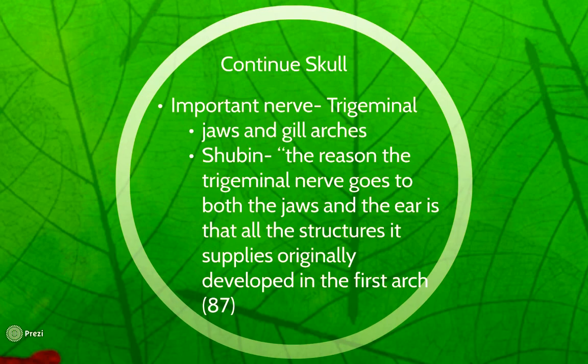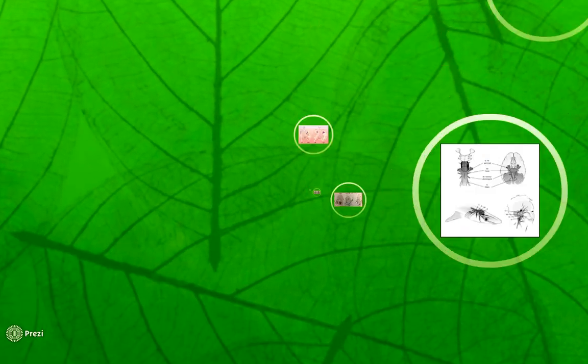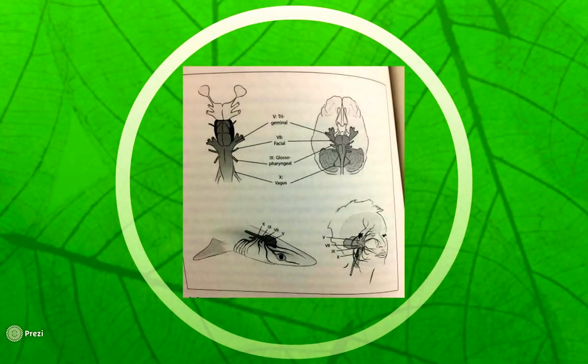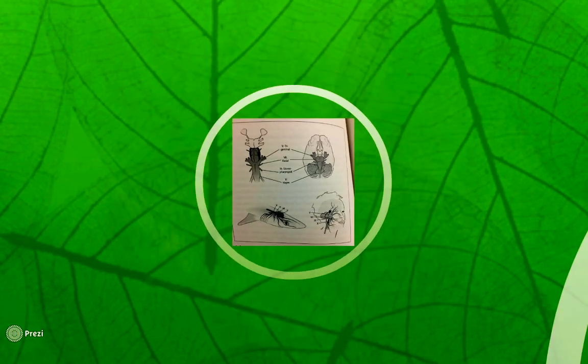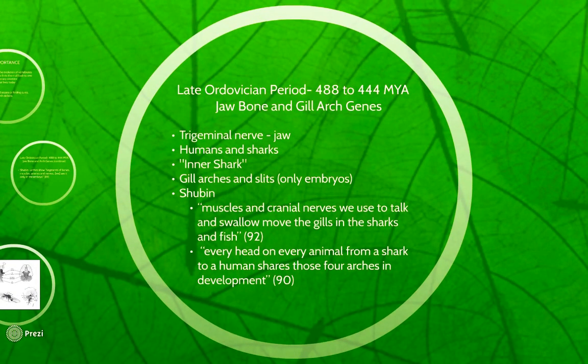Shubin writes, "The reason the trigeminal nerve goes to both the jaw and the ear is that all the structures it supplies originally developed in the first arch." The arch he refers to is the gill arches. All vertebrate embryos share another homologous trait. The jawbone and arch genes evolved in the late Ordovician period about 488 to 444 million years ago. The trigeminal nerve is responsible for the jaw.